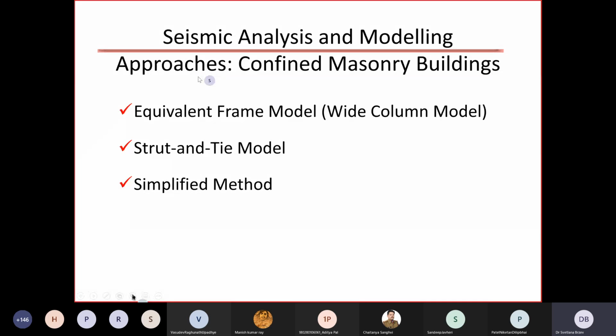Seismic analysis and design, I'm not going to talk about this in detail, but I will just explain a few approaches which are commonly used. One is the equivalent frame model, that is for engineered analysis of confined masonry buildings. The other is the strut and tie model. And the third is the simplified method. In fact, I will talk in detail about the simplified method, but I will briefly explain these first 2 methods.